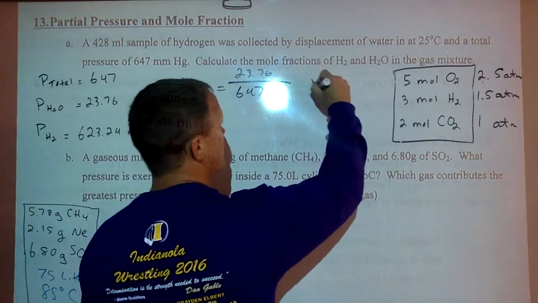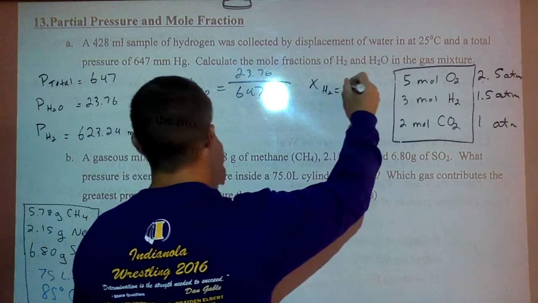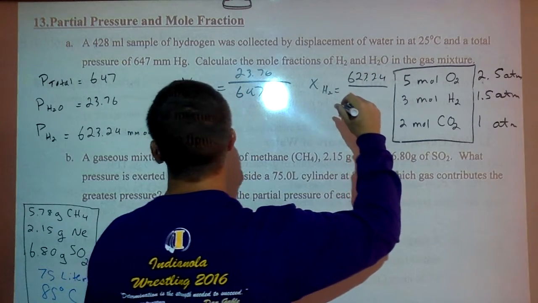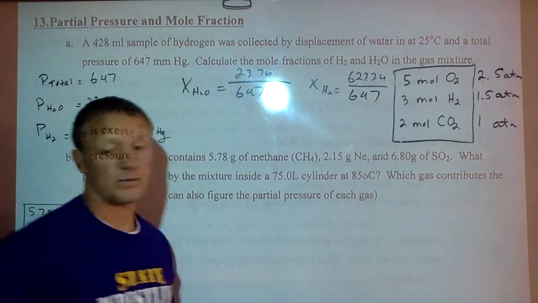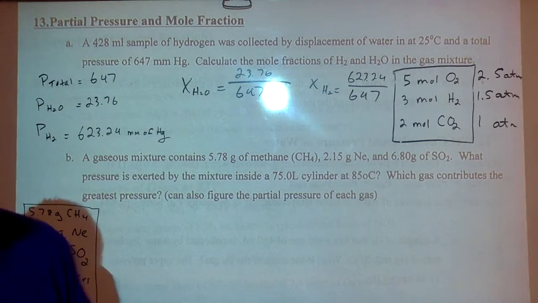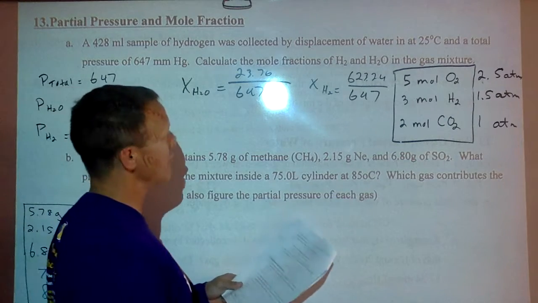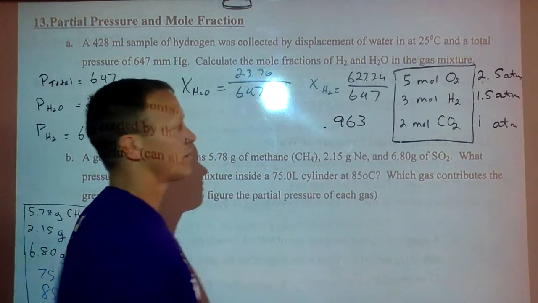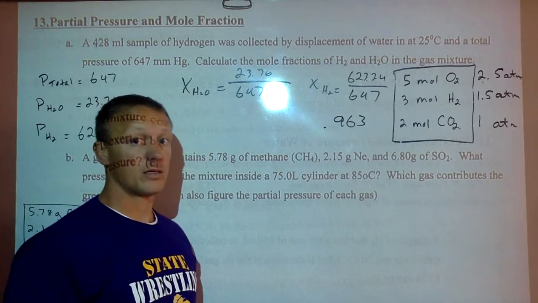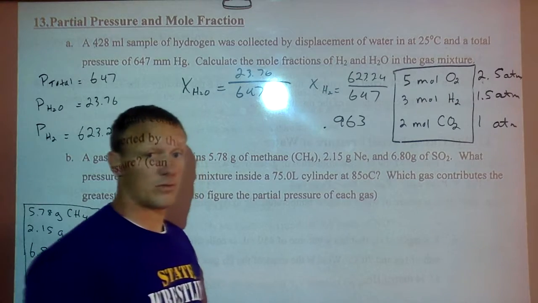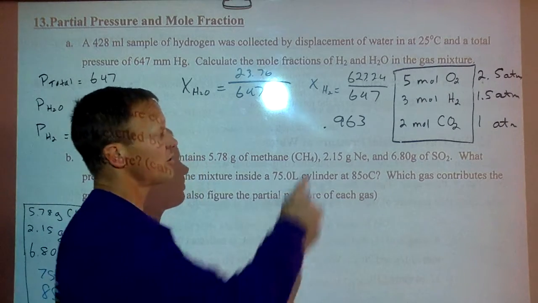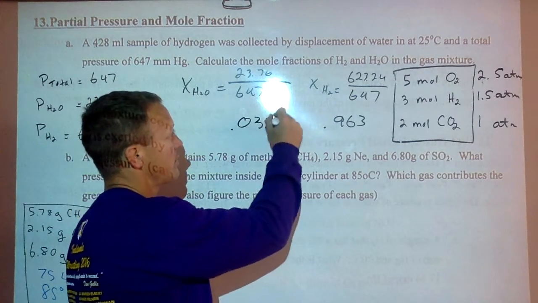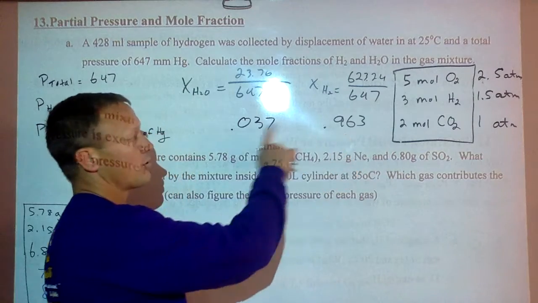If I want to get the mole fraction of hydrogen, I can take 623.24 over the total pressure, 647. Okay, so I get the mole fraction in that way. The mole fraction of hydrogen is 0.963. Well, the total mole fraction has to add to 1. We're saying it's a fraction of the container, so if I just take 1 minus that number, I can get this one, or divide those two, is about 0.037. So this is causing a lot more of the pressure than that one, obviously.